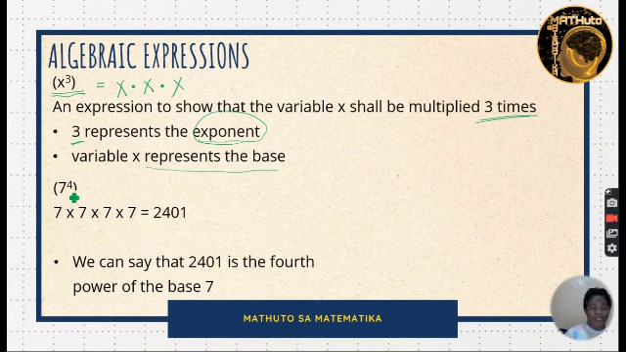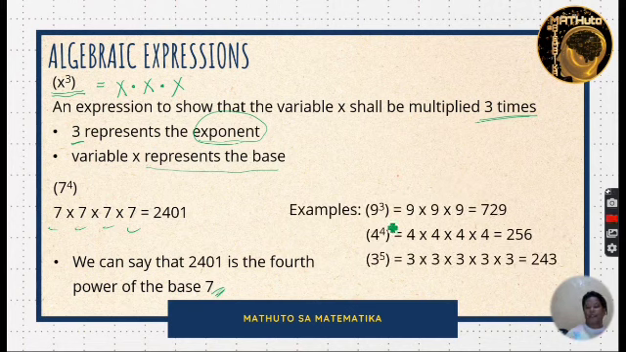We have also an example here, 7 raised to 4. So if we're going to expand, 7 times 7 times 7 times 7. So we have 4 sevens. So the product is equal to 2,401. We can say that 2,401 is the fourth power of base 7.